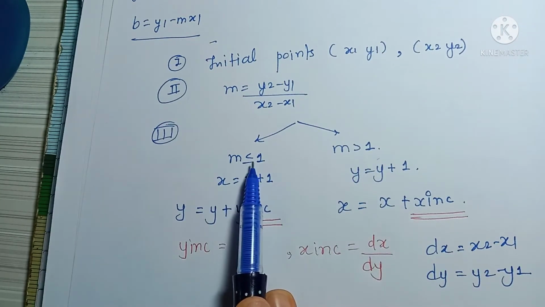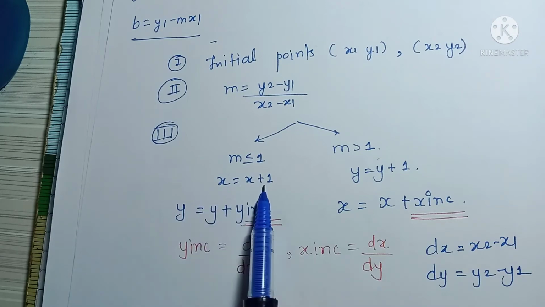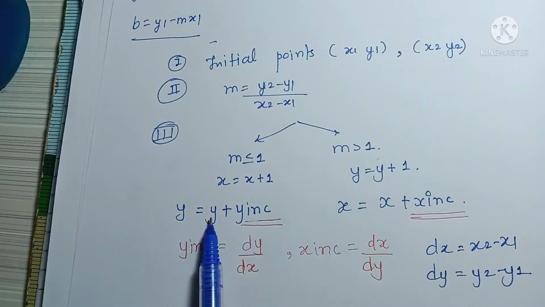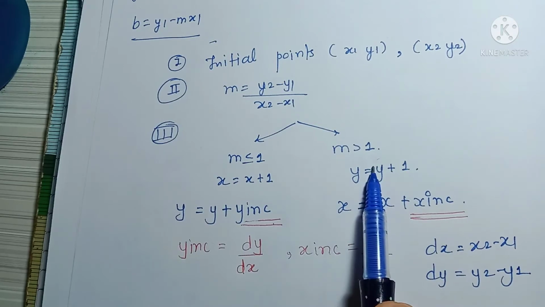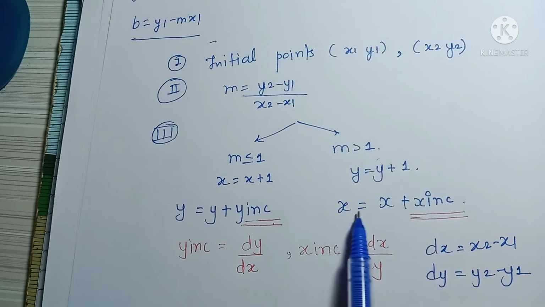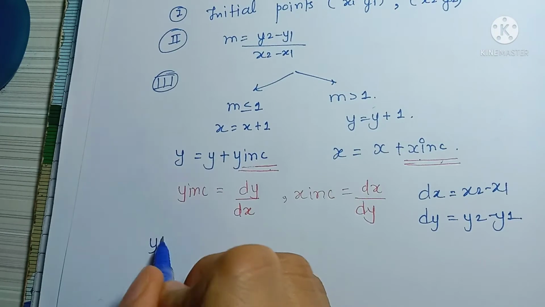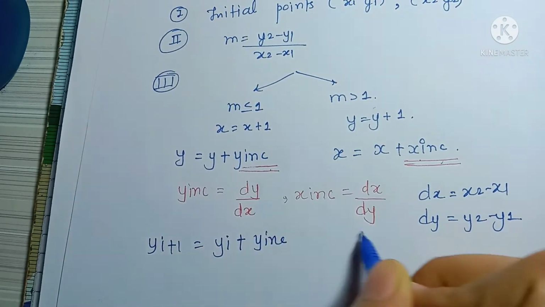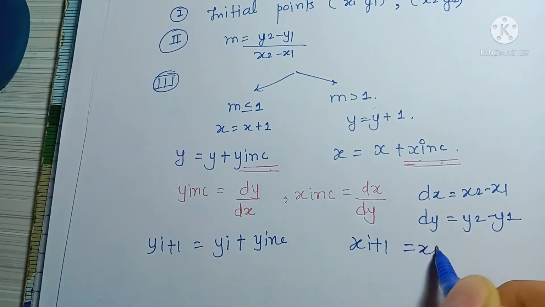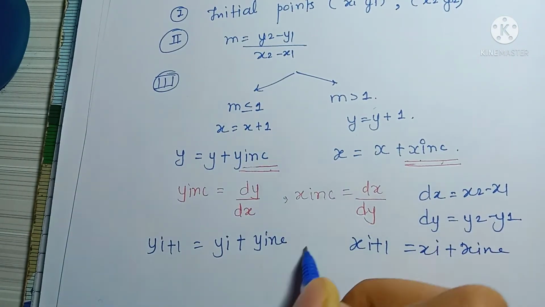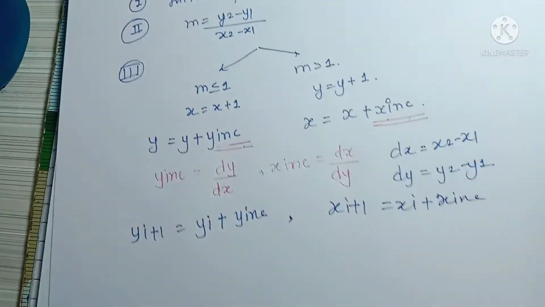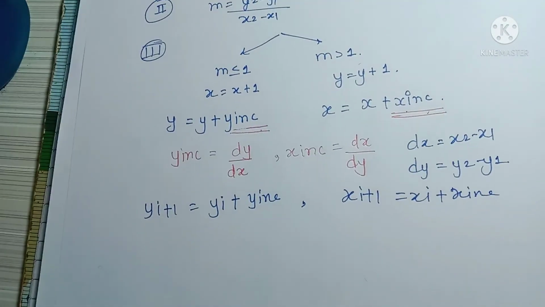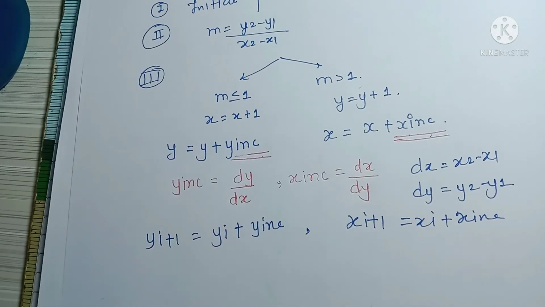If our slope is less than or equal to 1, then x is incremented and y is y plus y increment. And if our slope is greater than 1, then y is incremented by unit increment, and x is x plus x increment. That is, y of i plus 1 is yi plus y increment, x of i plus 1 is xi plus x increment, meaning the next term is the previous term plus x increment or y increment. So this is very easy.